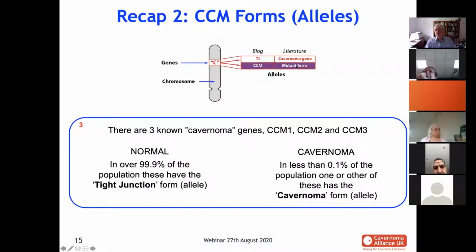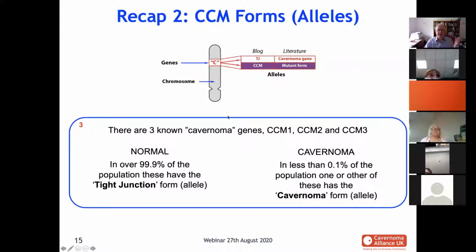As far as having a cavernoma is concerned, if you have a familial cavernoma, that's straightforward. But if you don't, if you have what is known as a sporadic form, it's not inherited. Nonetheless, by the time you get a cavernoma, the form of this gene is the mutant form. And that's what we talked about last time. I shan't talk about it this time unless you ask questions at the end.